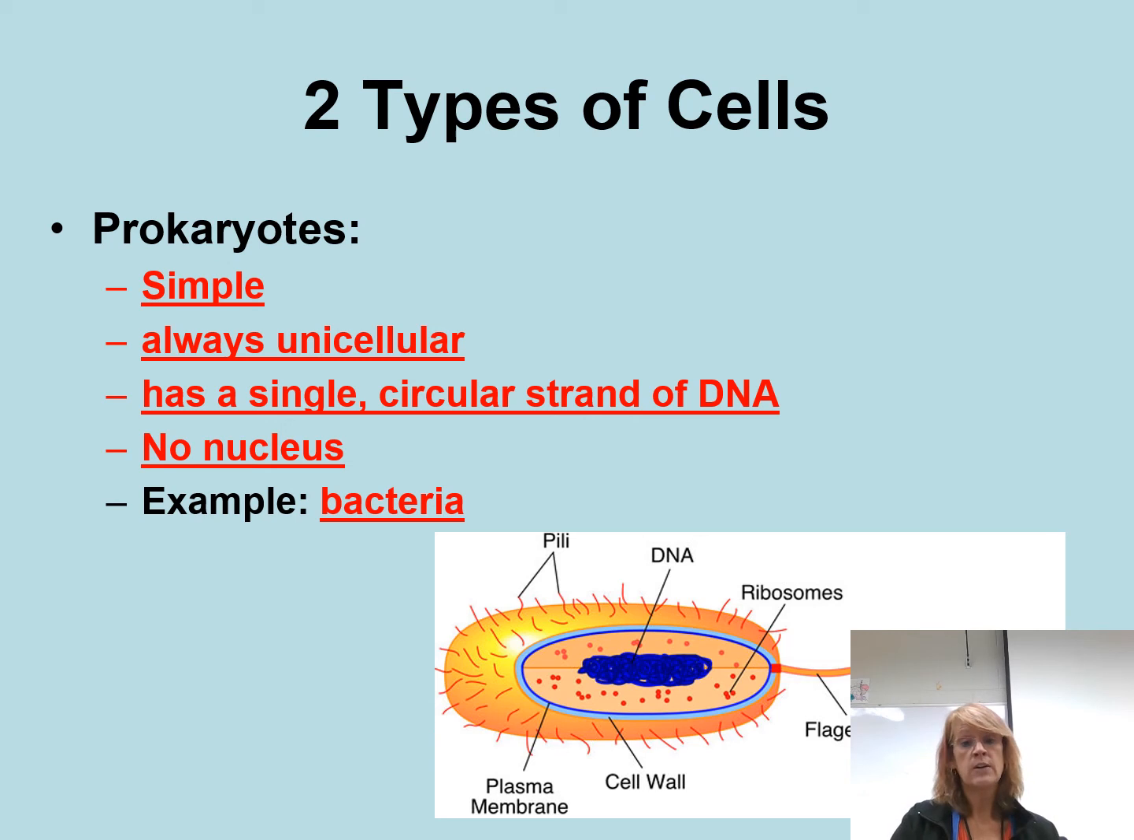So again, if you're a prokaryote, you're simple, always unicellular. You have one piece of DNA, and it tends to be in the shape of a circle, and you do not have a nucleus. And if you're a prokaryote, we automatically call you a bacteria.